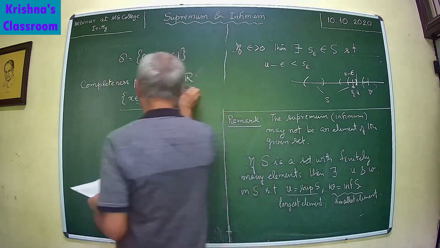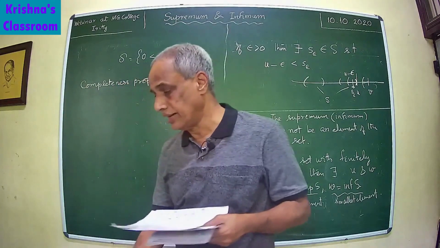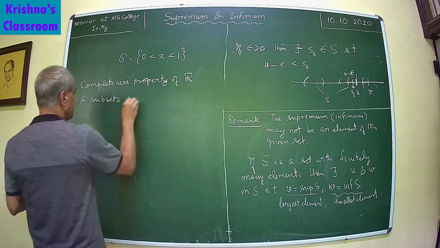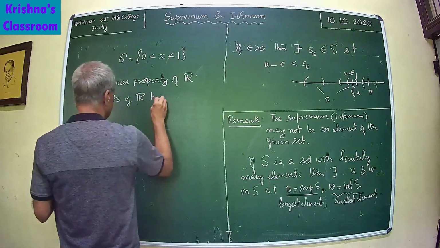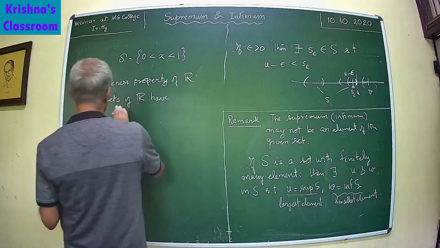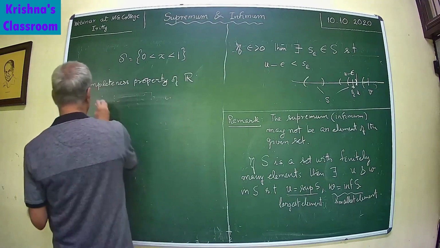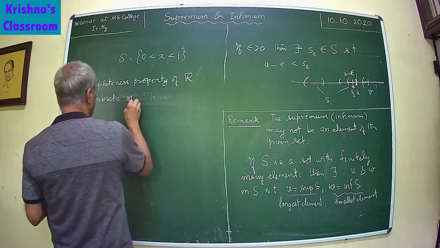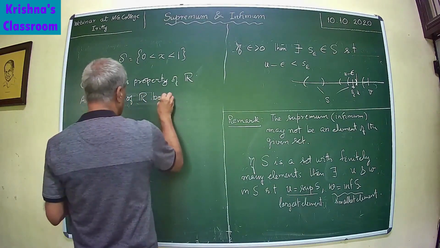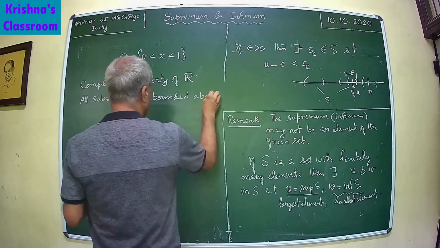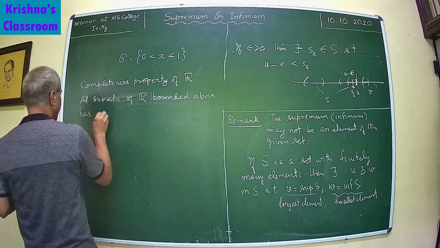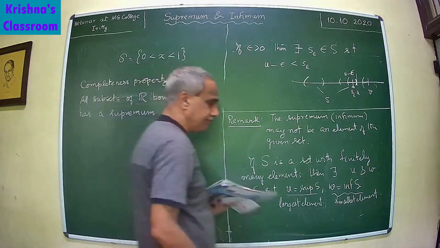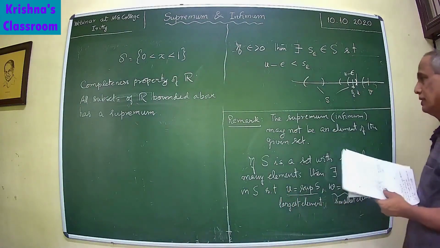So in R we are assuming that all bounded sets have... all subsets of R bounded above have a supremum, from which one can prove that if a set is bounded below, then it has an infimum.